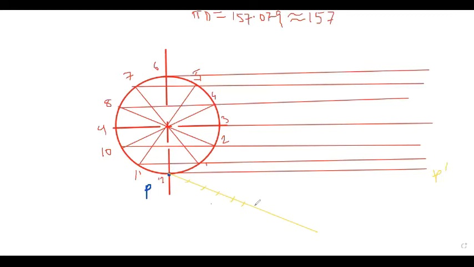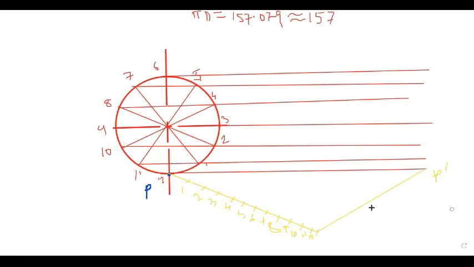3, 4, 5, 6, 7, 8, 9, 10. So then give the names 1, 2, 3, 4, and 10, 11, and 12. 5, 6, 7, 8, 9, 10, 11, 12. So first we join the last point with this last point. First we join this. Clear?